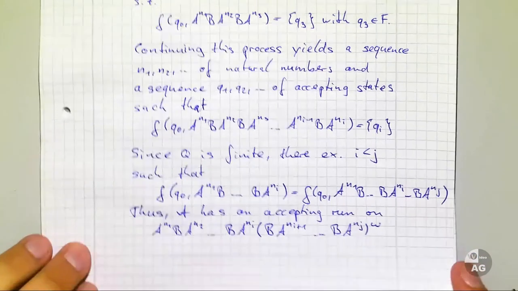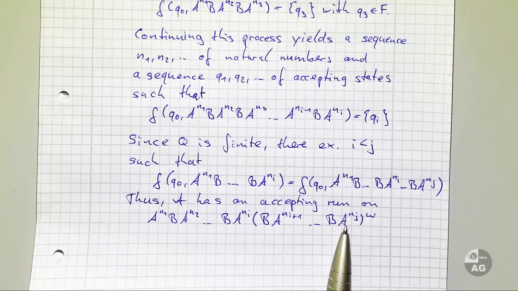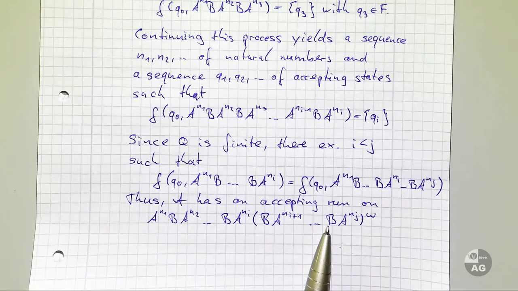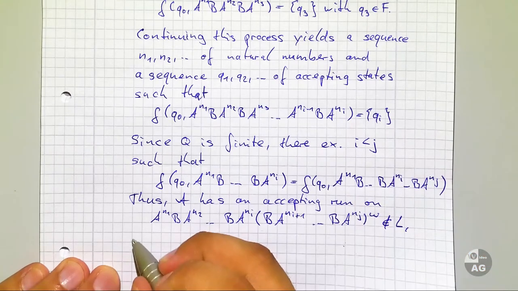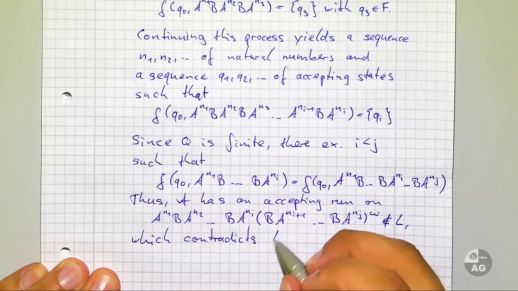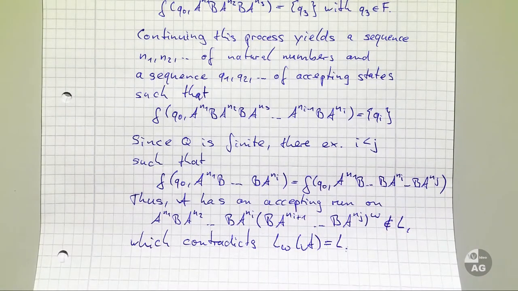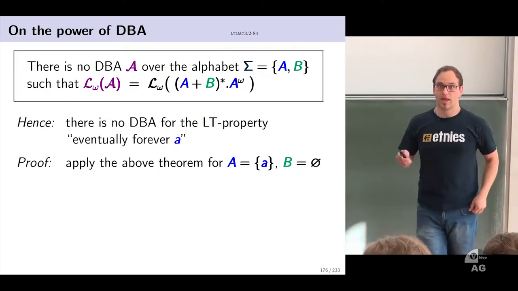But, okay, why does this now contradict our assumption? Well, we have a word that is accepted by our DBA, but it's clearly not in the language because you have B infinitely often. So this is not in L. And let's write it down, which contradicts that the language recognized by our DBA is the language L we started with. Okay, so we assumed we have a DBA for the language, and then we showed, well, it's not the language, right? So it breaks. Okay, let's move on.